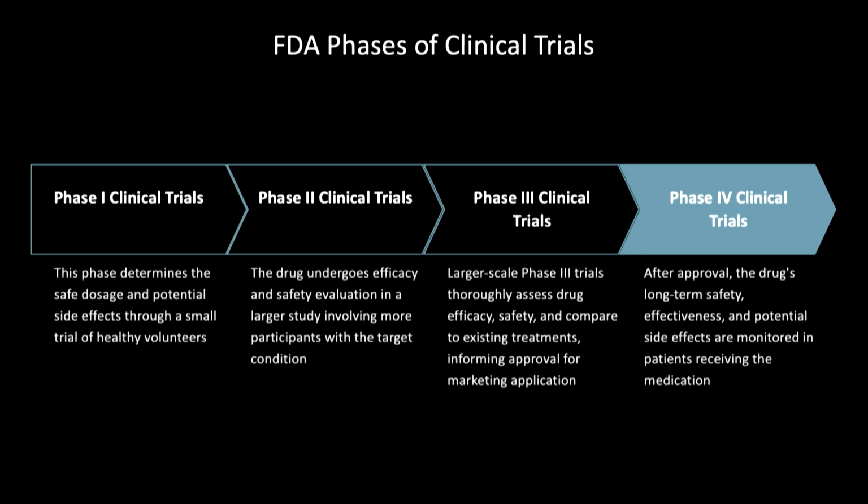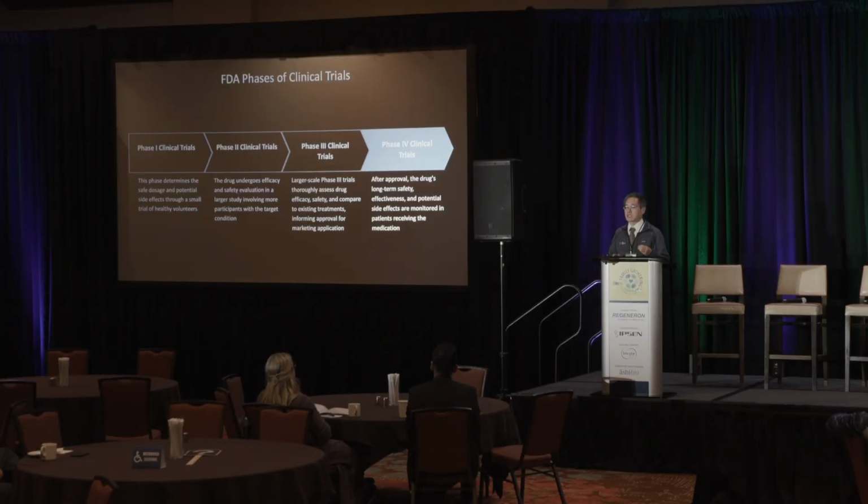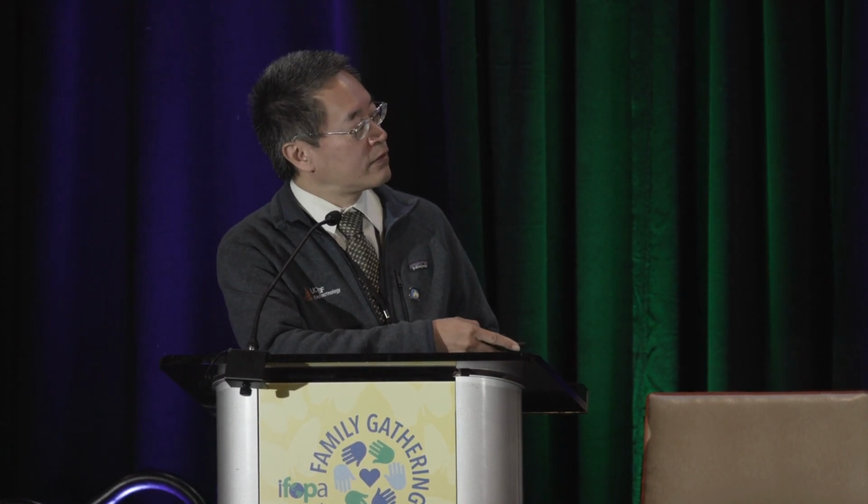Phase 3 trials are what we often call registration trials. These are larger scale trials. The idea behind this is to thoroughly assess the drug efficacy and safety. And what this is important to do is this gives you the basic data to compare to existing treatments, and it will inform the basic approval and marketing application process to the regulatory agencies. And then hopefully, if the drug actually gets approved, it moves into stage 4.